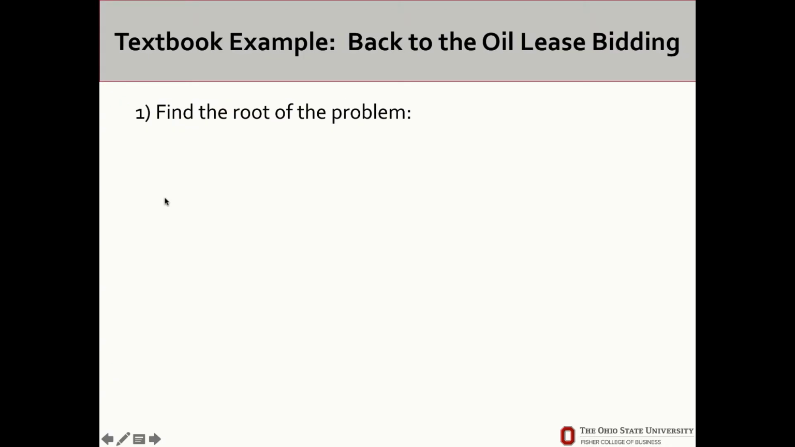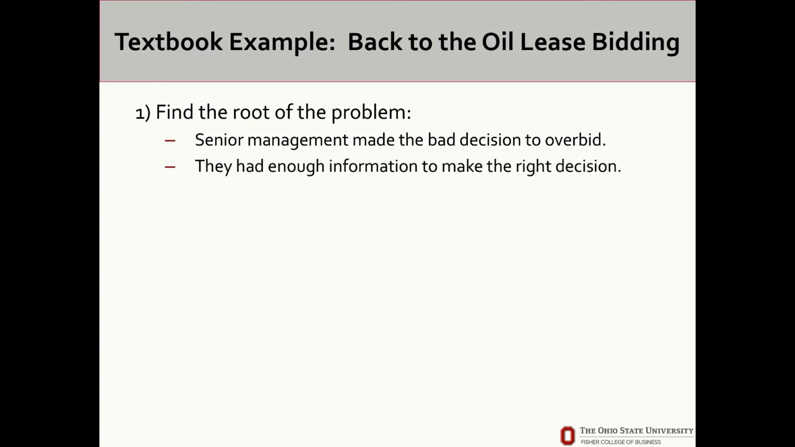Now back to the textbook example. Let's apply the method to solving this problem. First, it's clear that senior management made the bad decision. It was the senior manager who decided to overvalue the land and to overbid. The senior manager also followed up by forcing the geologist to increase the valuations even after the dry well was discovered. Senior management did have enough information to make the correct decision here.